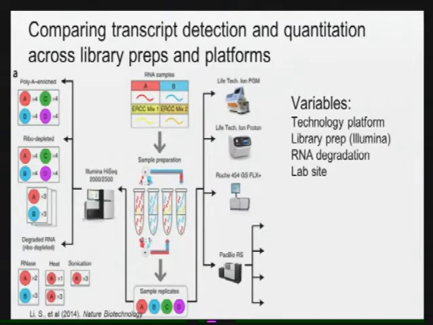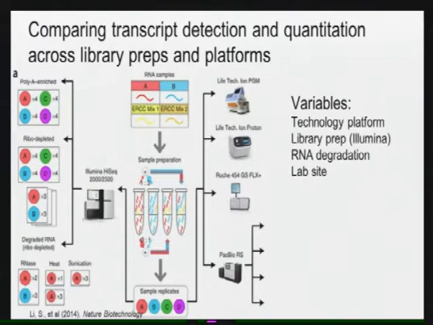So then this is another study that I just wanted to mention. And I thought this one was really interesting because they compared many variables in their study. They compared the technology platform, the library prep type, RNA degradation, and lab site. And let me just go through this. This is a complicated experimental diagram, and I've even cut off half of it, so it's even more complicated than this. But let me just highlight a few points.